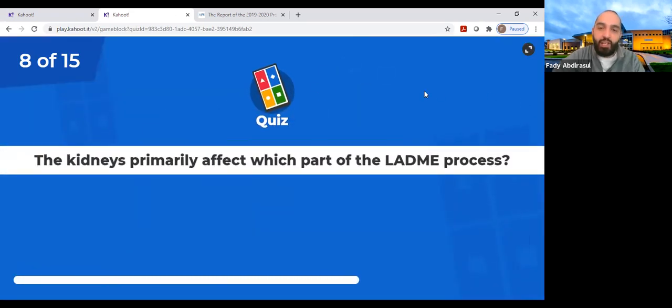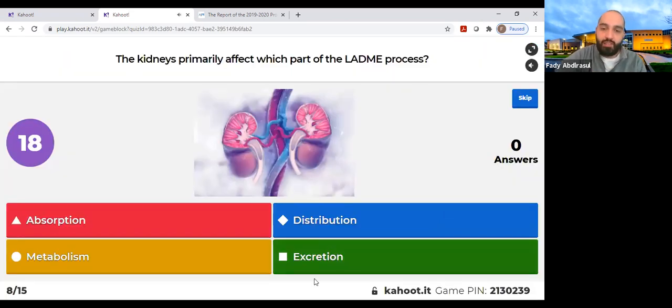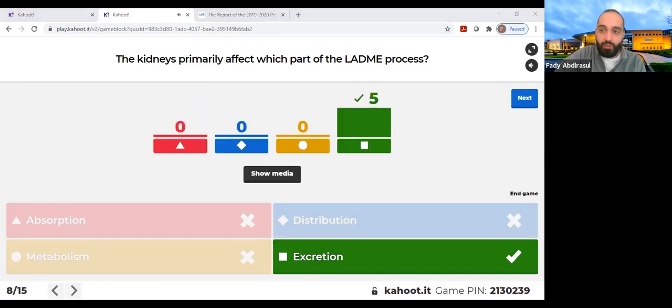The kidneys primarily affect which part of the LADME process? Good, excretion. So most of you, or all of you, are with excretion. That is excellent. I feel like I had another follow-up question. Maybe I didn't. Okay, we'll move on past that.